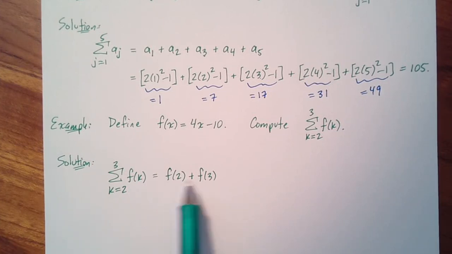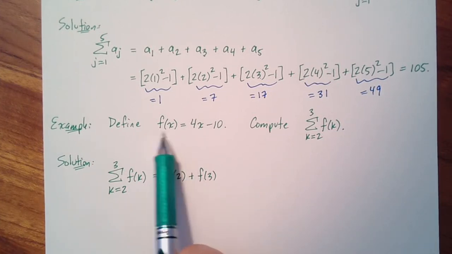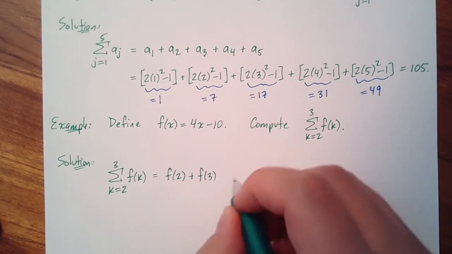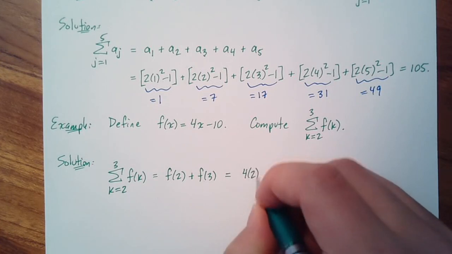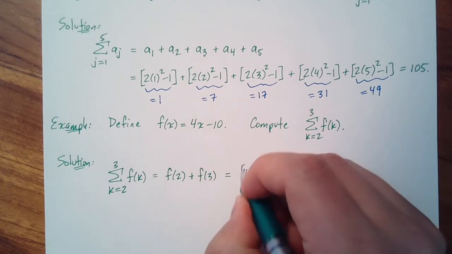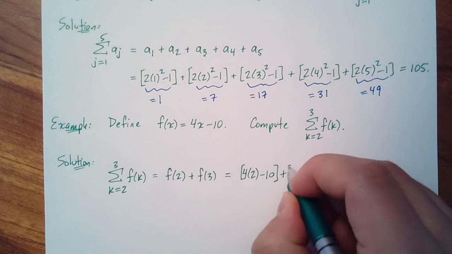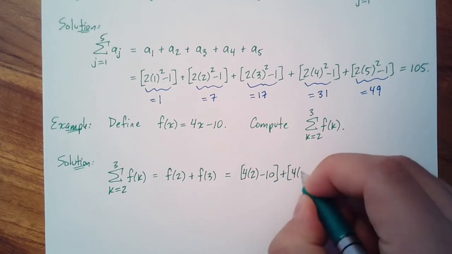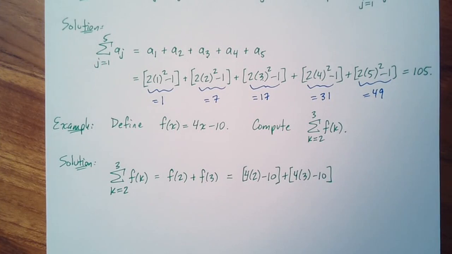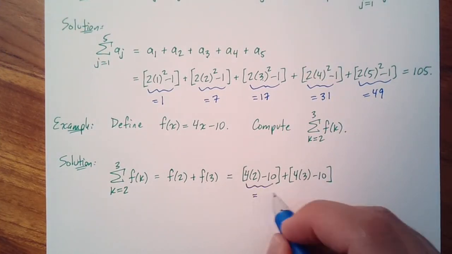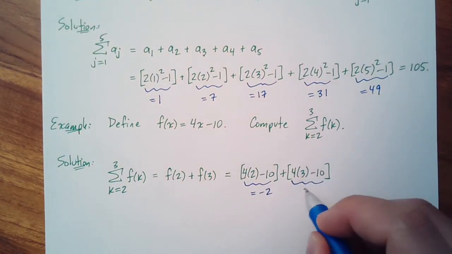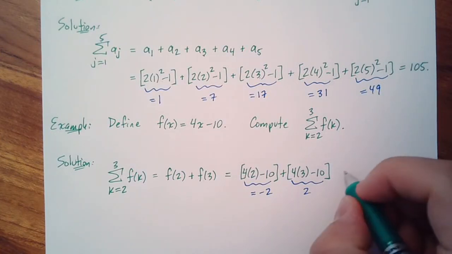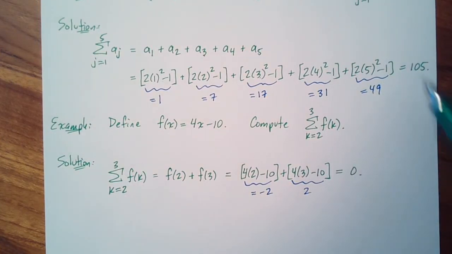So from here now I just need to evaluate what f of 2 and f of 3 are, and for that I'll use the definition of the function. So what will we get? Well, f of 2 is going to be 4 times 2 minus 10. So that's f of 2. And then f of 3 is going to be 4 times 3 minus 10. And that works out fairly nicely because this is going to be 8 minus 10, which is negative 2. And this one's going to be 12 minus 10, which is positive 2. So if you add those up, you actually get 0. So this sum evaluates to 0.